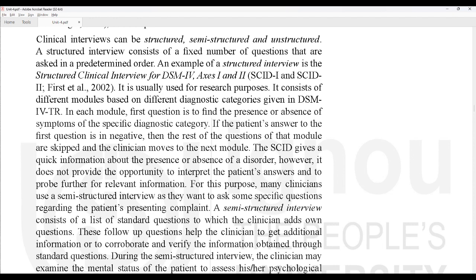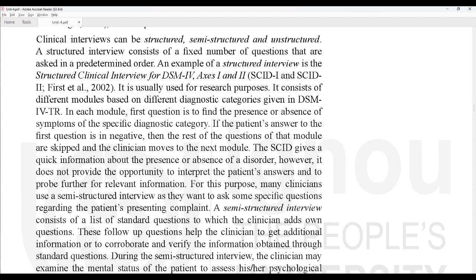It consists of different modules based on different diagnostic categories given in DSM-IV-TR. In each module, first question is to find the presence or absence of symptoms of the specific diagnostic category. If the patient's answer to the first question is in negative, then the rest of the questions of that module are skipped and the clinician moves to the next module. The SCID gives a quick information about the presence or absence of a disorder, however, it does not provide the opportunity to interpret the patient's answers and to probe further for relevant information.